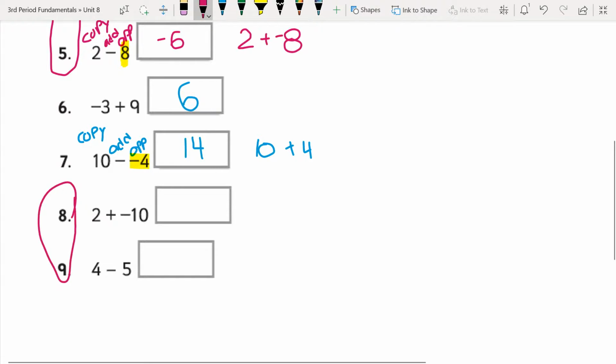Okay, last two, and these are the ones I want you to do. On number 9, there's a subtraction sign. So this you need to use copy, add the opposite, okay? So try these two problems. Please pause now and try them out.